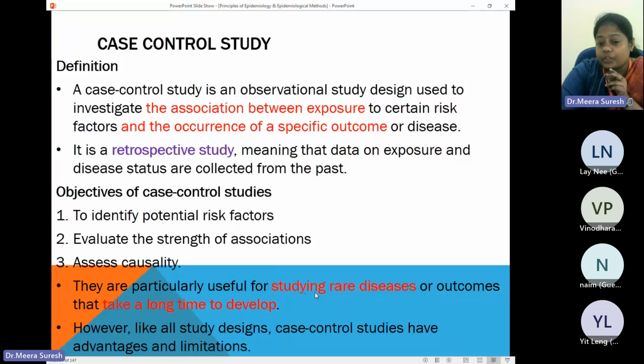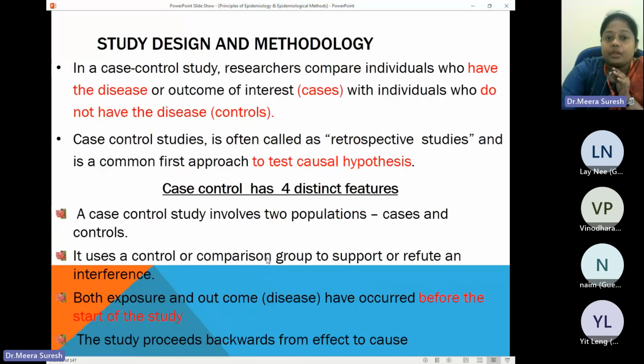This is particularly useful for studying rare diseases or outcomes that take a long time to develop. So case control study is used for studying rare diseases, and what that means we'll see later. Like all other study designs, this has got advantages and limitations. So here we are going to compare, because I told in analytical studies there will be a comparison. There will be a disease group and also a non-disease group.